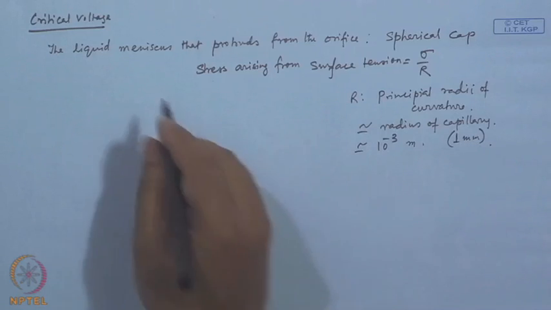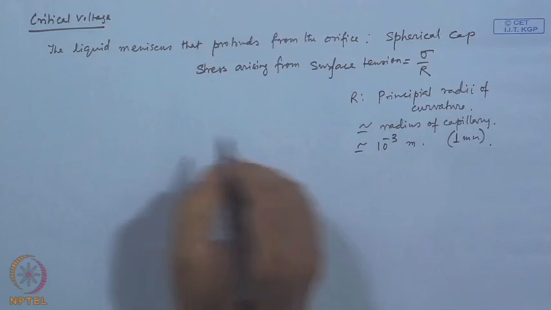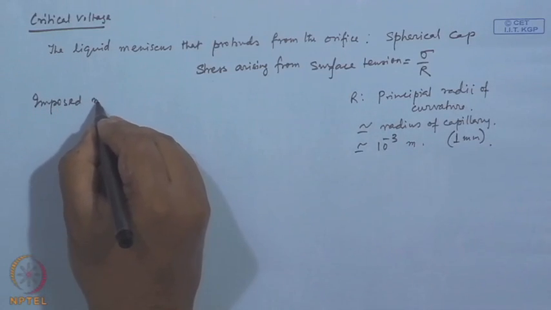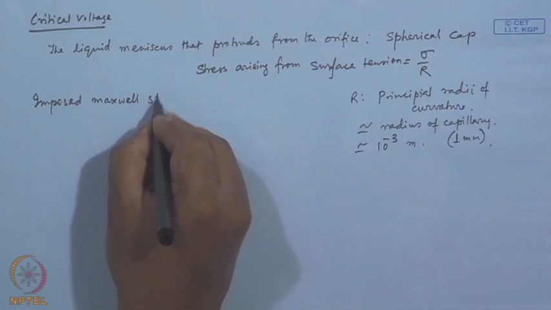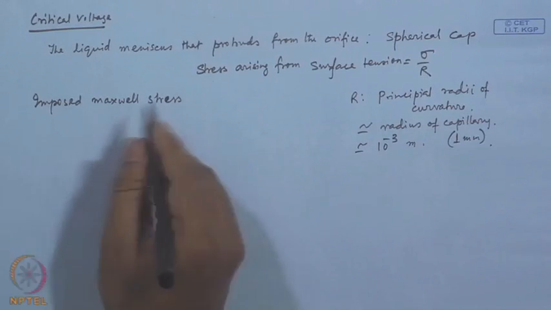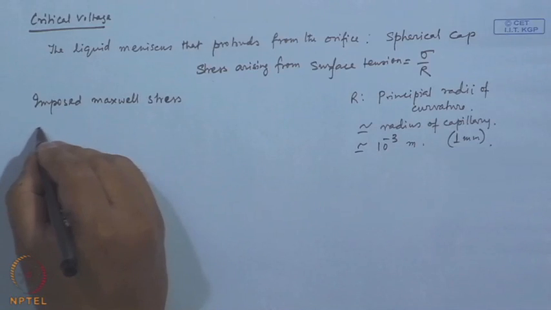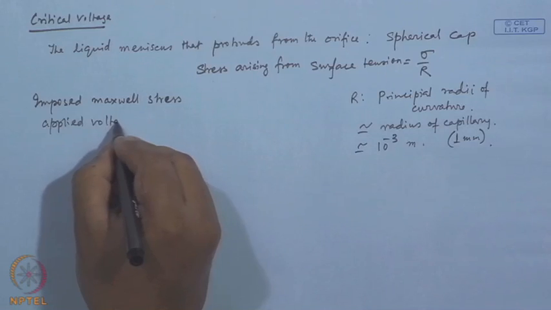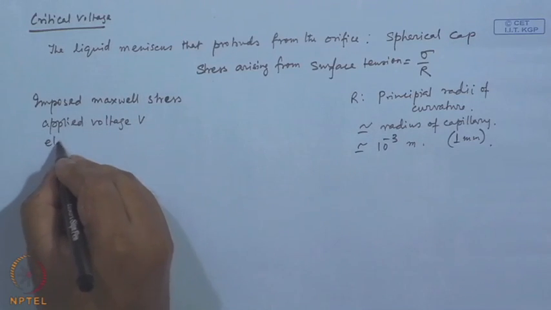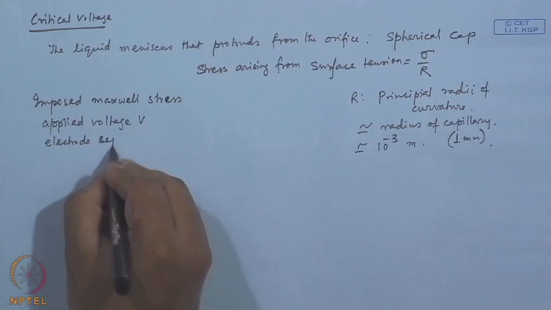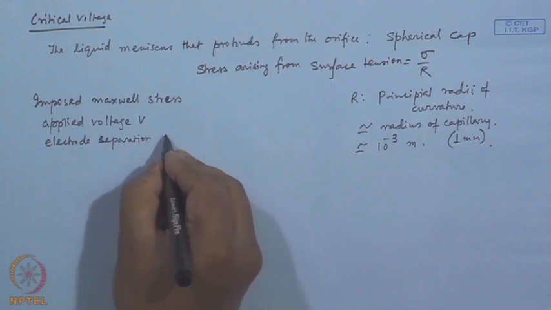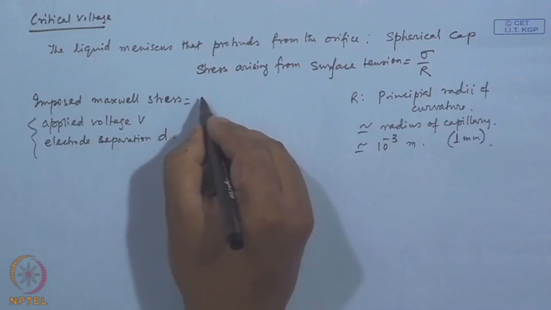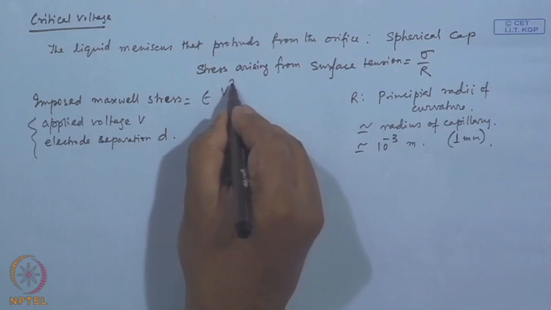And if somebody looks into the imposed Maxwell stress, then for applied voltage V and electrode separation D, the imposed Maxwell stress would be epsilon V square by 2D square.